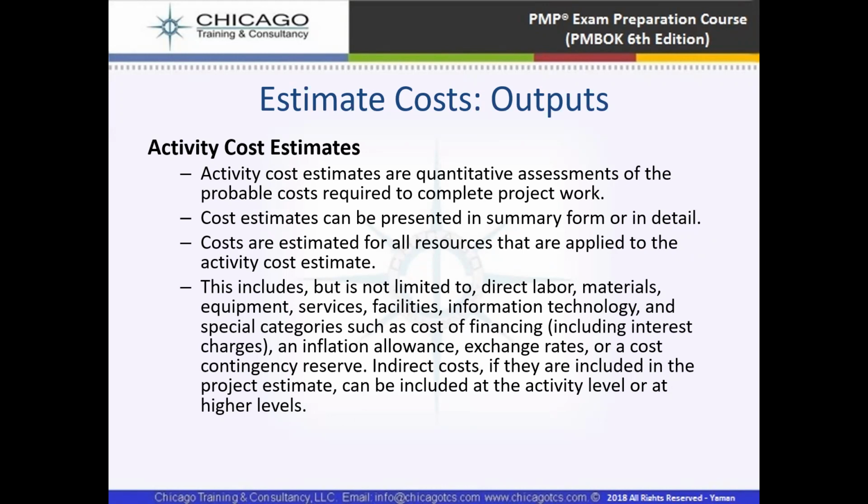It means all our resources have cost. It includes, but is not limited to, direct labor, materials, equipment. So we have a cost for all of our items, like the exchange rates, like the inflation allowance, like the information technology used in the project, like the equipment cost, like the labor cost, like the material cost. So indirect costs and direct costs, all those are calculated in the activity cost estimates.